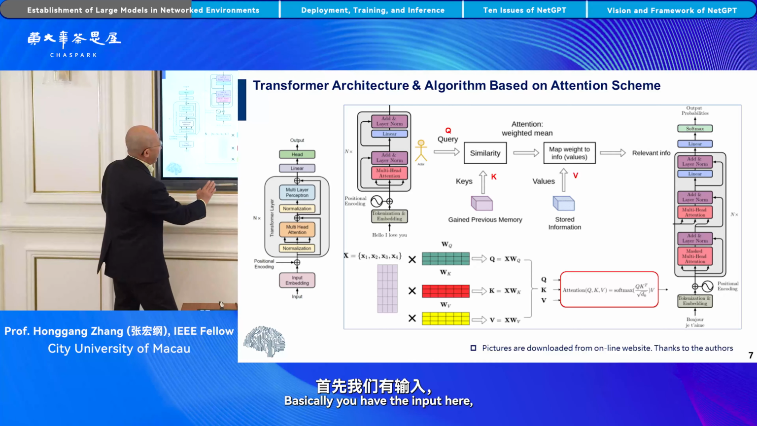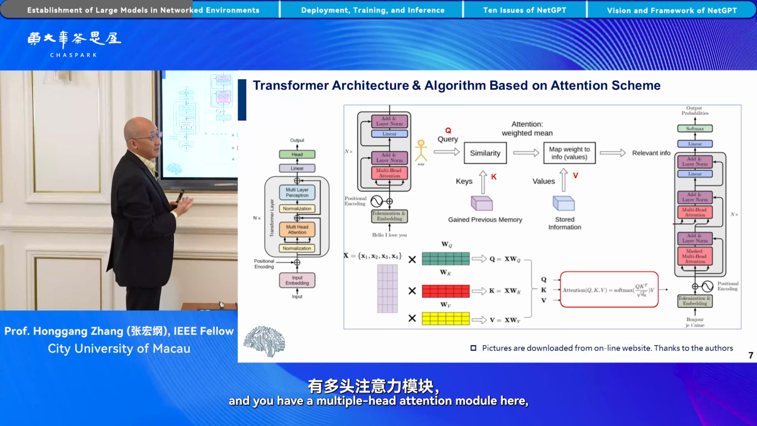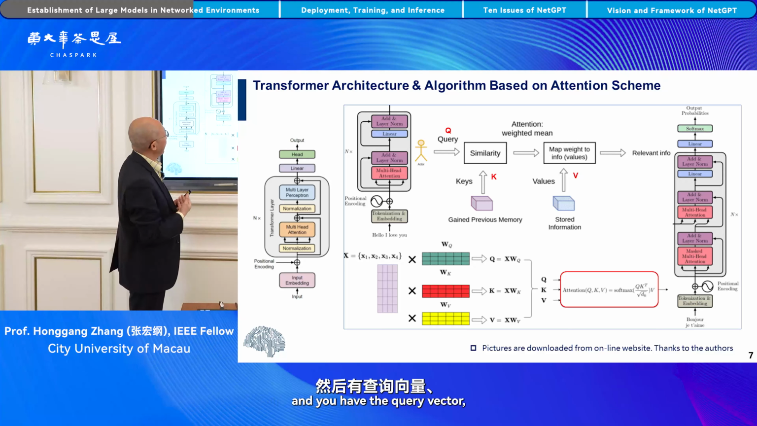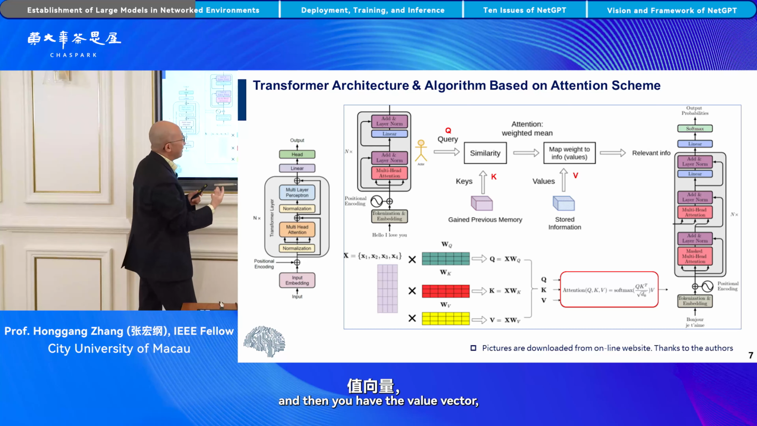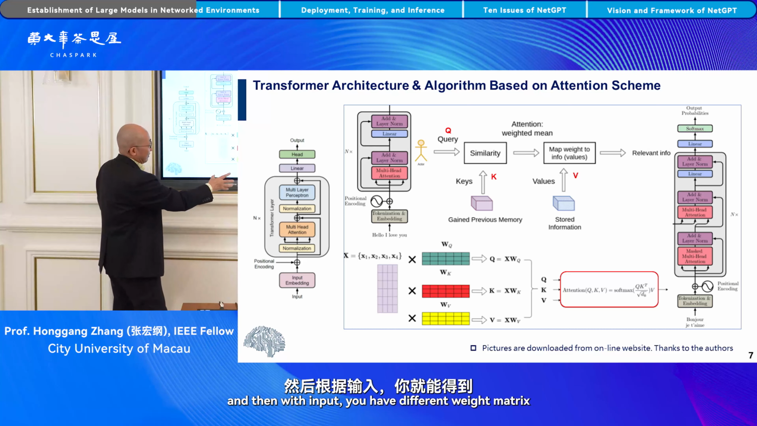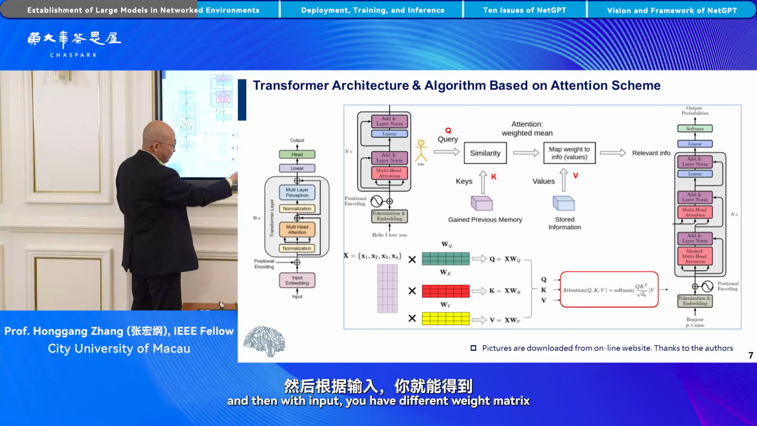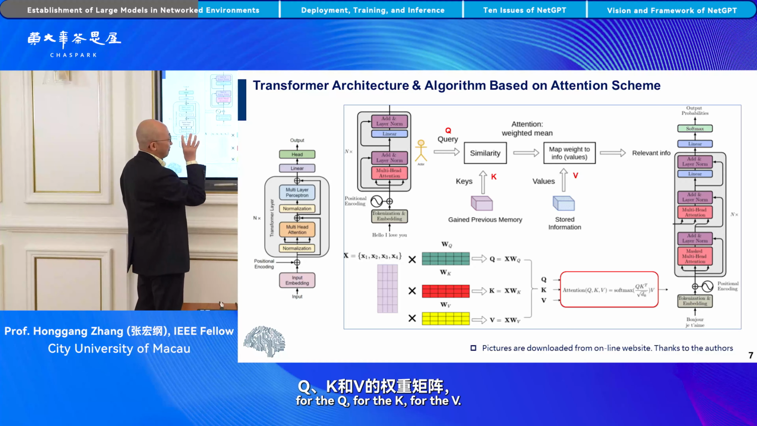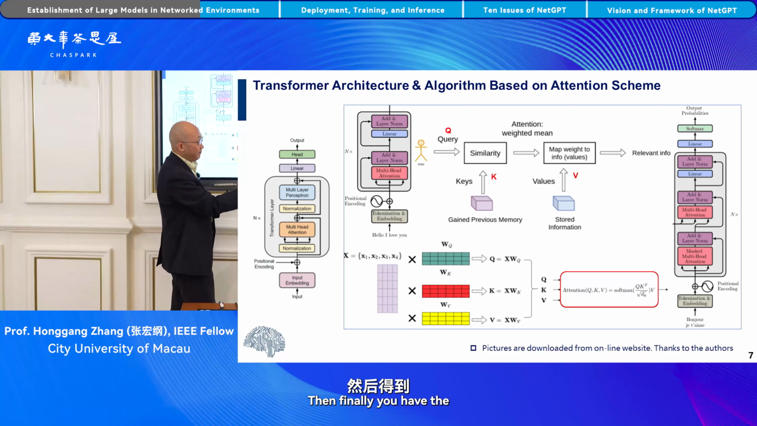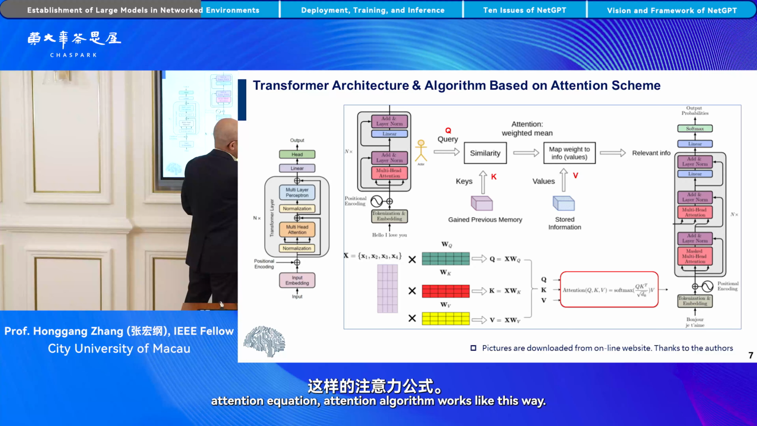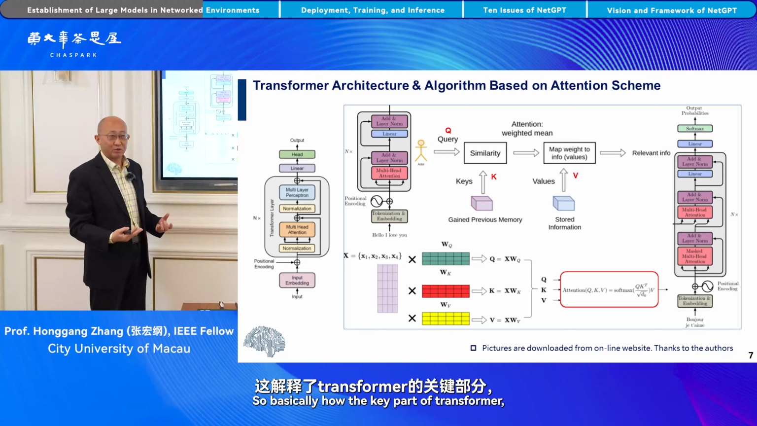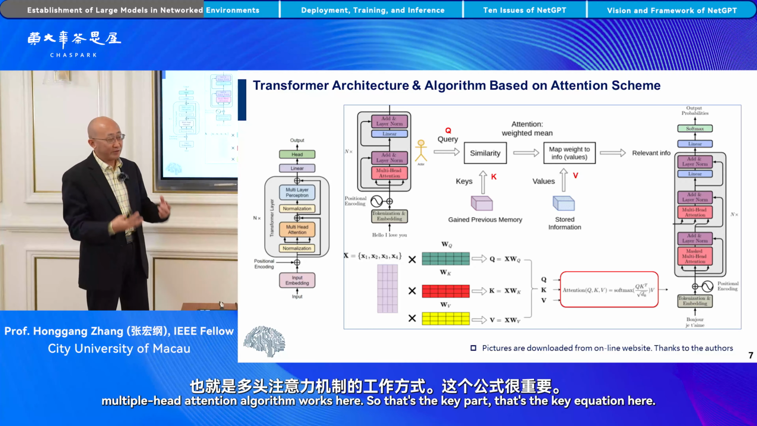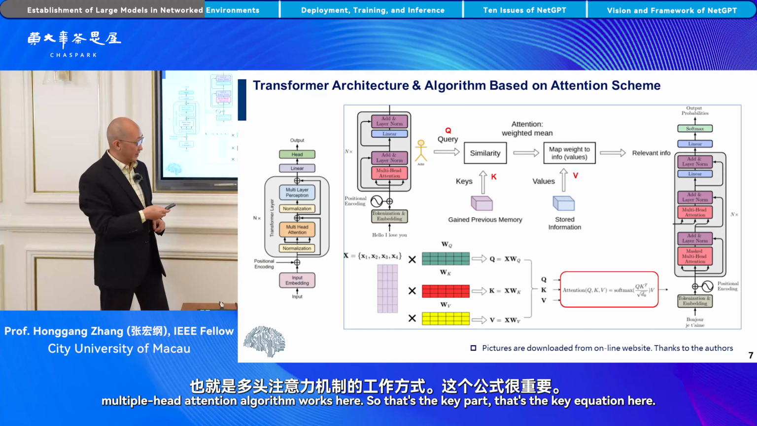Basically, you have the input here, and you have a multi-head attention module here, and you have the query vector, the key vector, and then the value vector. Then with the input you have different weight matrices for the Q, for the K, for the V. Then finally you have the attention equation. The attention algorithm works this way. So that's how the key part of the transformer, the multi-head attention algorithm, works. That's the key equation here.